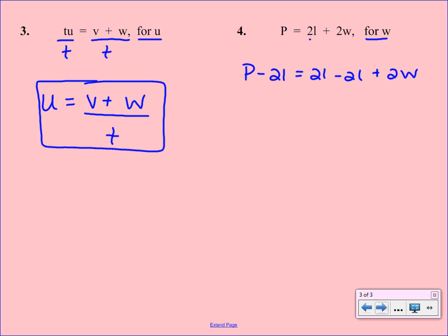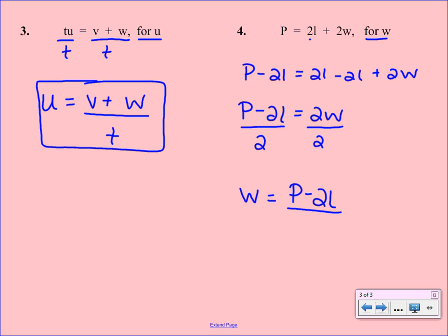So you kind of look at what happens here, and on the right-hand side, the 2L minus 2L is gone. That wipes each other out. On the left-hand side, we have P minus 2L equals 2W. We're almost there. Now to get W by itself, we have to divide both sides of the equation by 2. And when you get to that left-hand side again, you divide the whole thing by 2. And then the last thing you want to do is probably just write the equation in a normal order. So W equals P minus 2L all over 2.